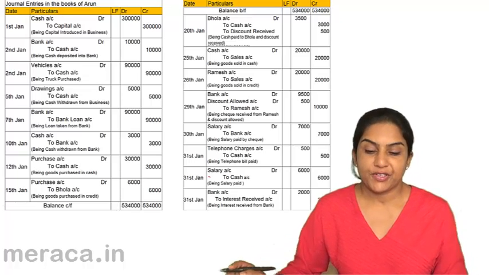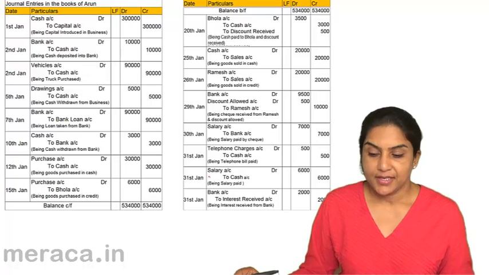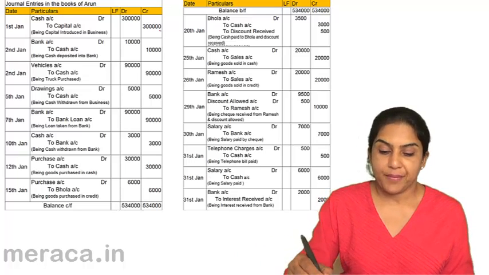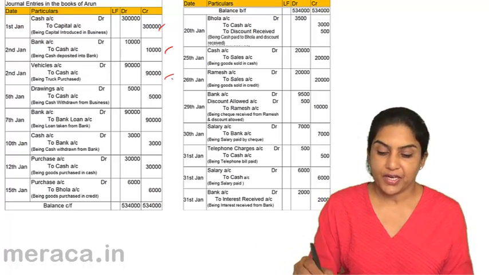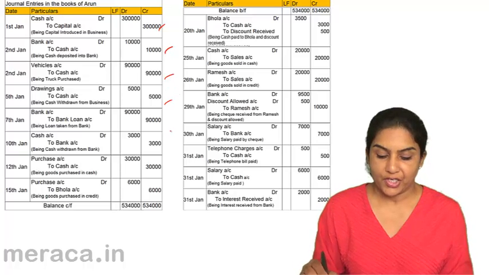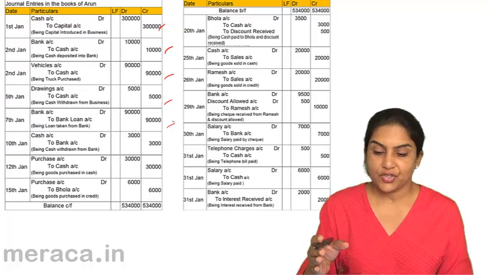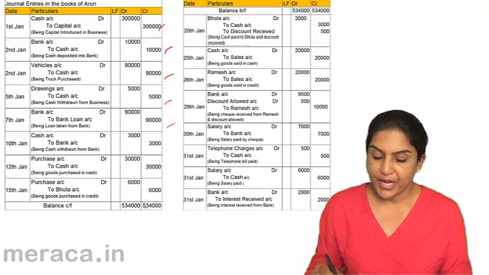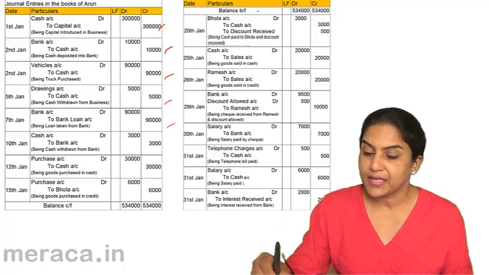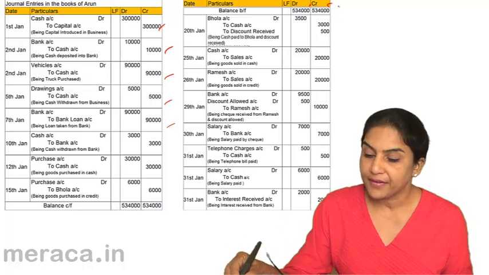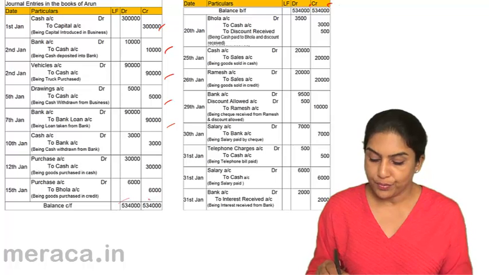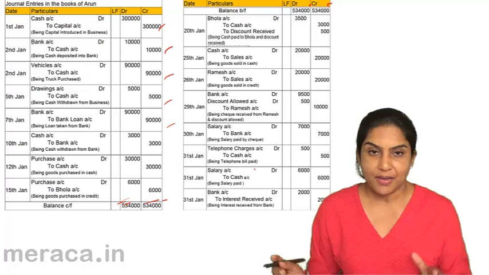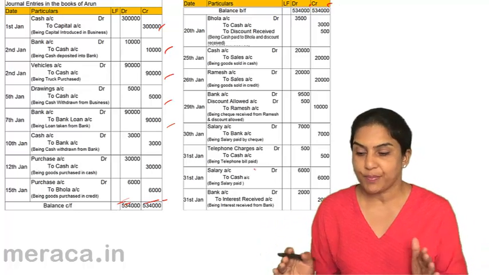The whole thing is presented together like this. Cash to capital, bank to cash, vehicles to cash, drawings to cash, bank. The same transactions, this is how they would appear in the journal together. When one page is over, total that page, carry forward the balance, bring it here. Please note the debit and credit totals will always be the same. We are satisfying the dual aspect always.